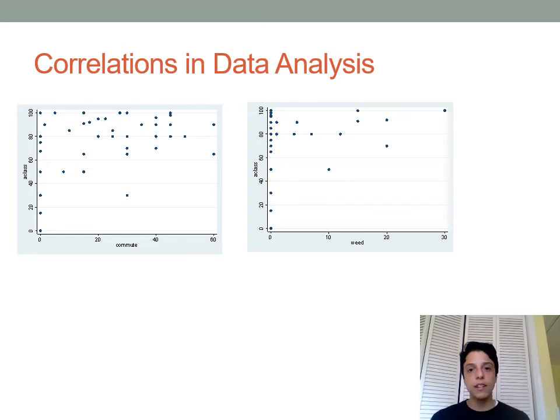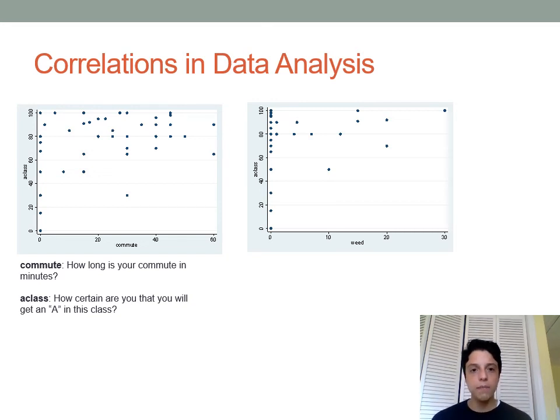We've got some examples here of correlations using the class data. Typically, when looking at real correlations, they're a little bit more messy than what you see in those examples. But you can still see we've got some relationships between these data. Both of these correlations are showing relationships between your confidence in getting an A in the class and different variables. The first one is how long is your commute to school in minutes in a typical semester, not necessarily this semester, and how certain are you that you would get an A in this class? And here we have a correlation of 0.4.